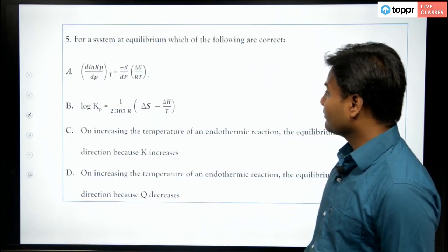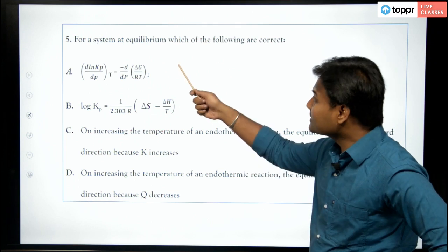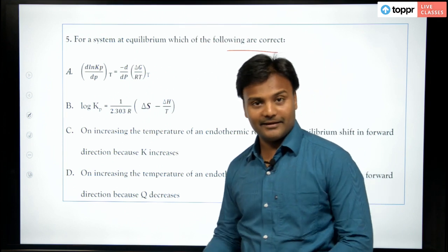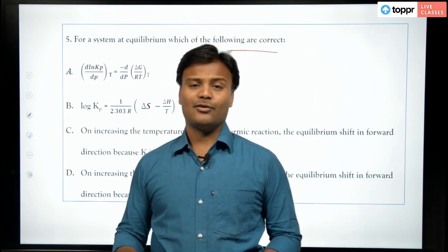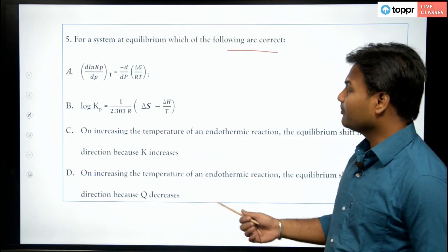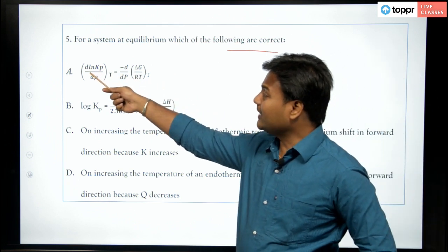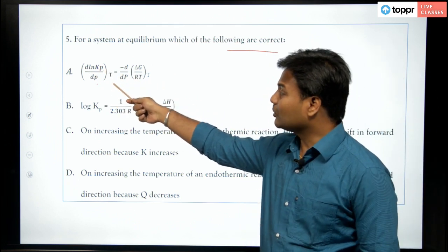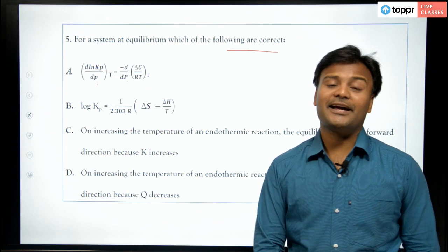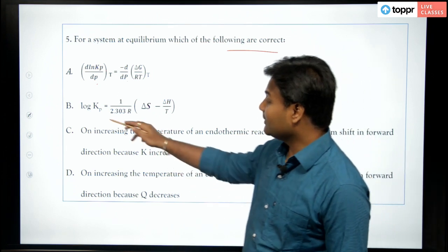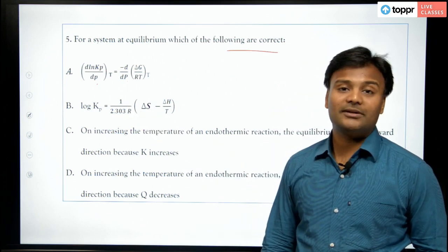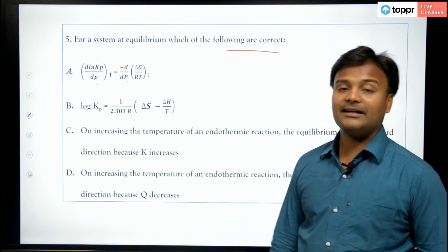So, look at this. The next question, for a system at equilibrium, which of the following are correct? Again, a question from the past papers where you have more than one correct answer. What is given to you? The first one, d natural log Kp by dT at constant pressure is minus d by dT of delta G by RT. The next option, log Kp equals 1 by 2.303 R, delta S minus delta H by T.